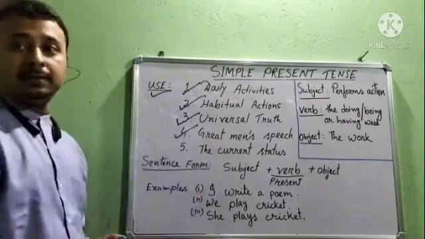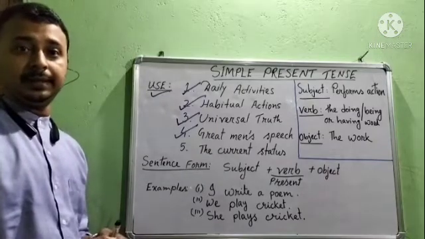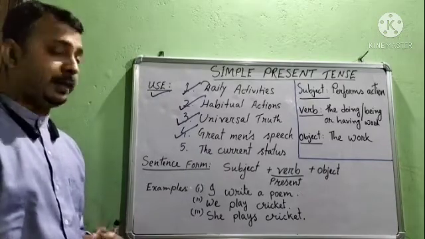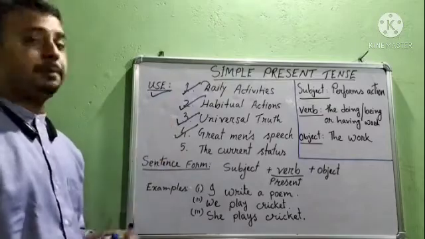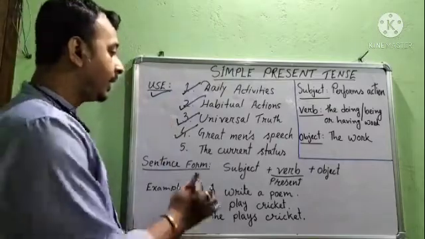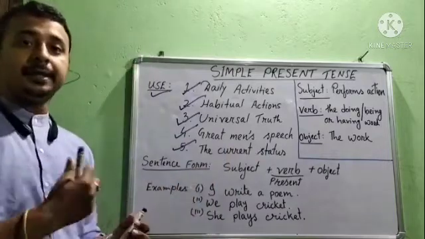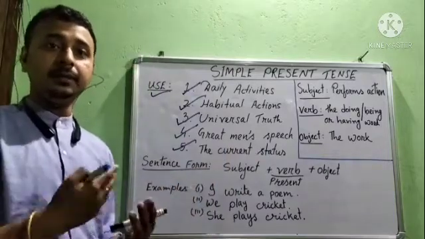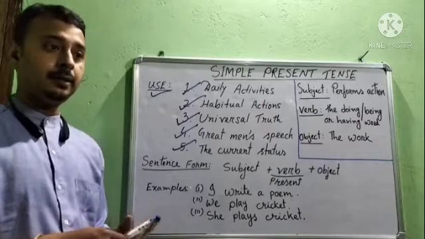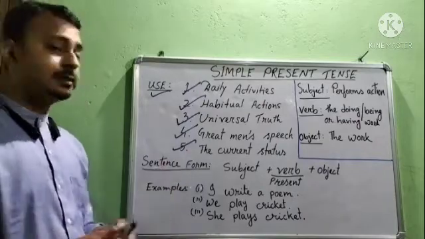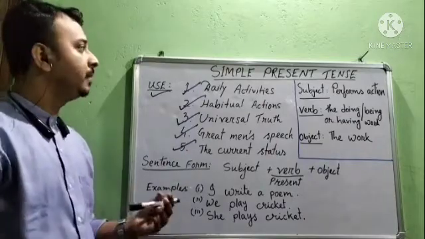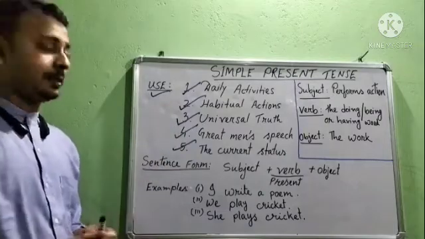Next, great man speech. Suppose any great man like APJ Abdul Kalam, MK Gandhi, these are great men. Their speeches are in simple present tense. And the current status. Suppose currently I am a teacher. You are a student. This is called the current status of somebody or something. That is simple present tense uses.